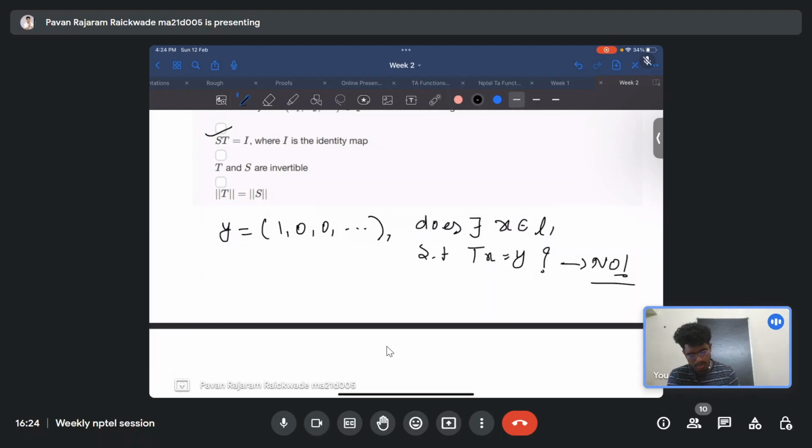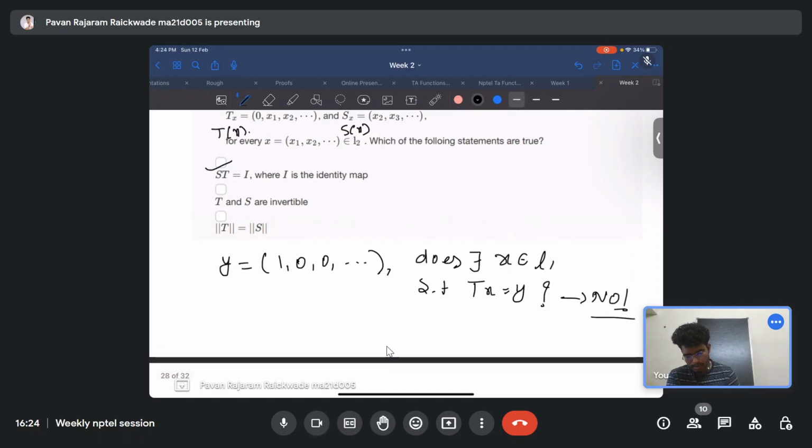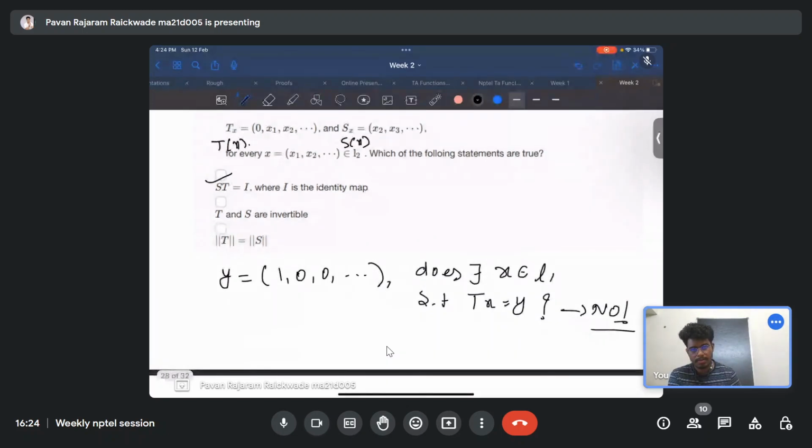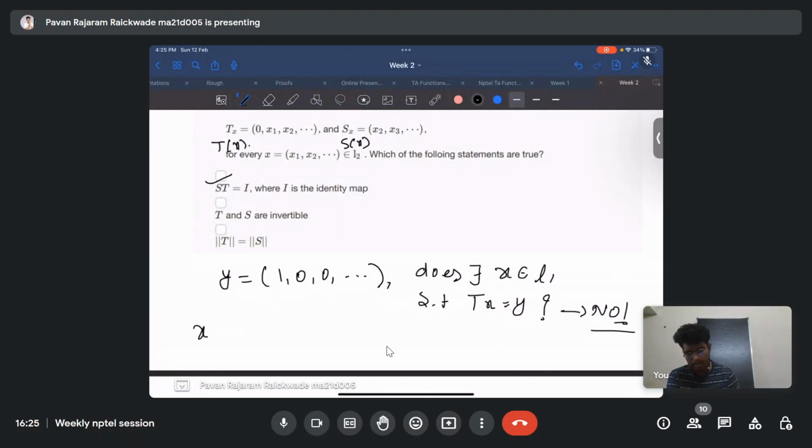Which implies T is not onto. And S will be onto, but S is not one-to-one. Can you give me an element in the null space of S? Null space of S means any x and then 0, 0, 0 will work. Yes, correct. The first element any non-zero and all others zero will give zero. So yes, both T and S are not invertible.